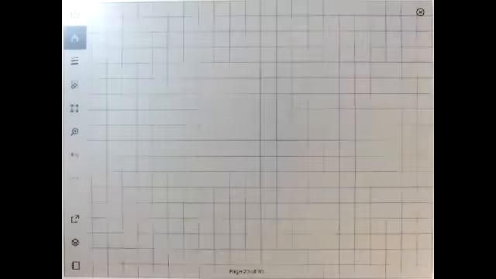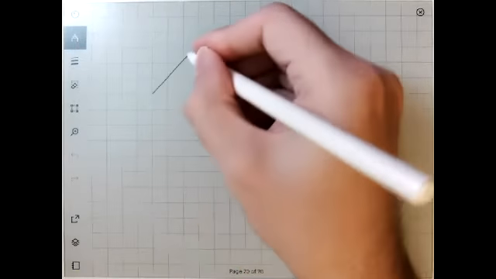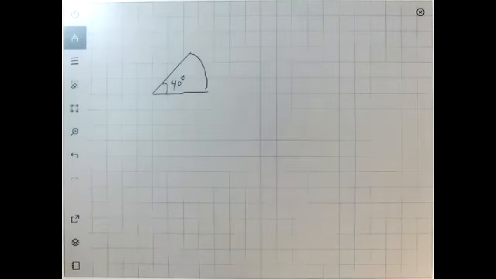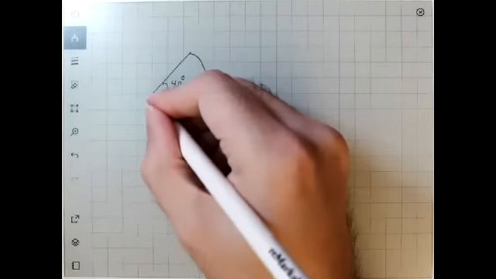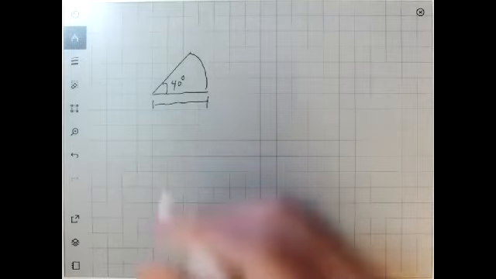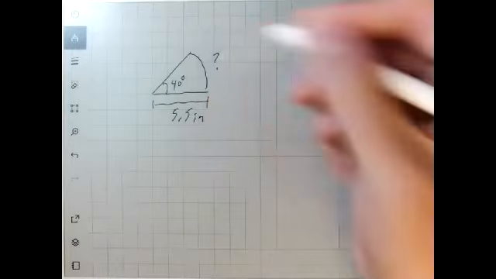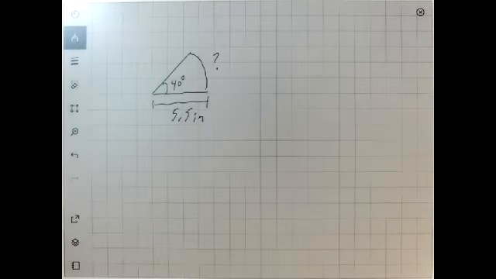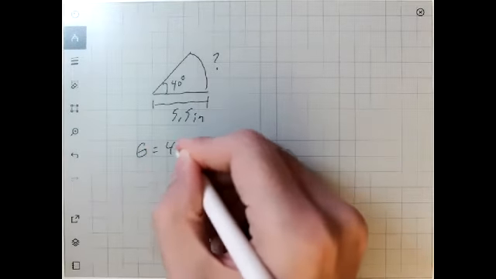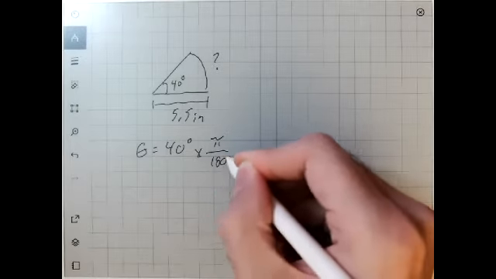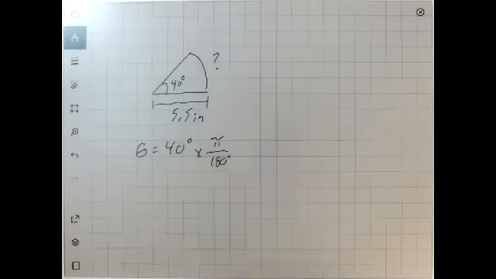So if I am given a wedge of a circle, told that it has a central angle of 40 degrees, and it has a radius of, say, 5.5 inches, and we want to calculate that last side. Well, the first thing I need to do is take that 40 degrees and convert from degrees to radians by multiplying by pi divided by 180 degrees.